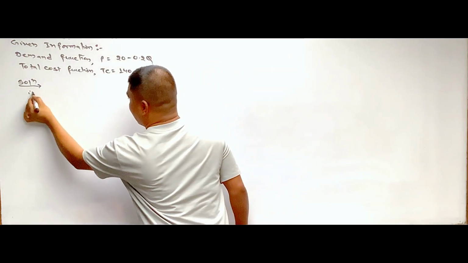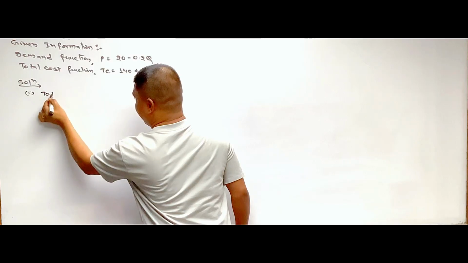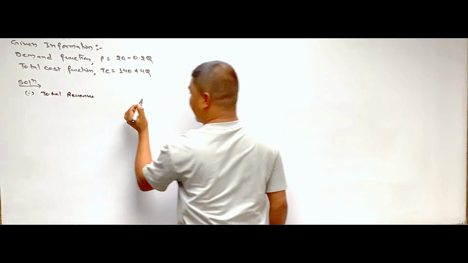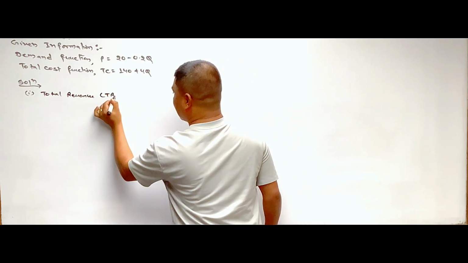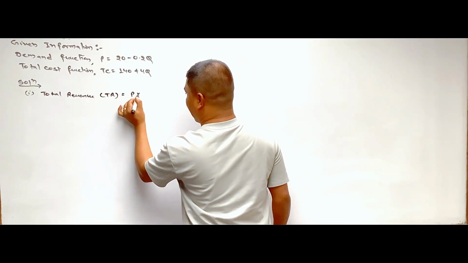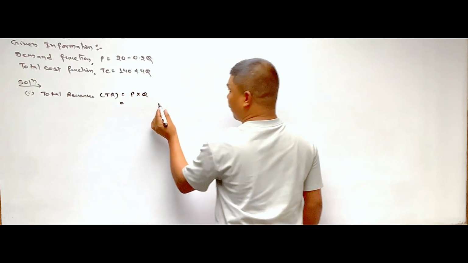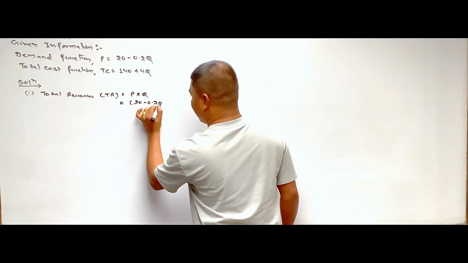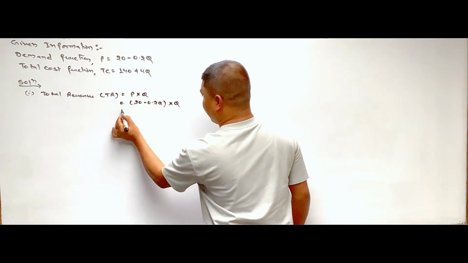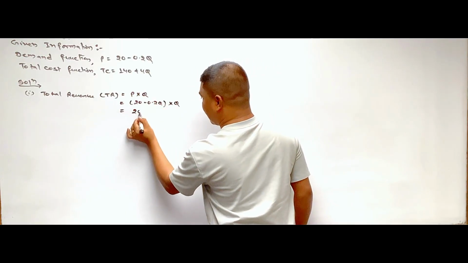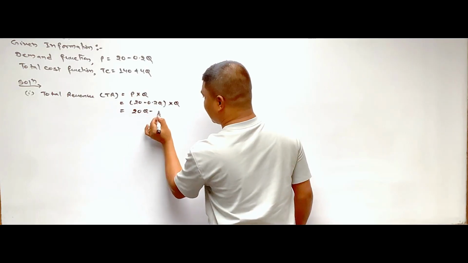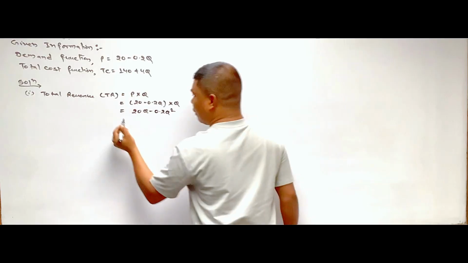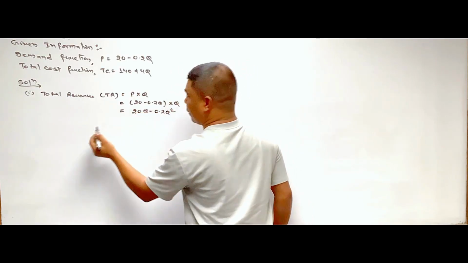First of all, we calculate total revenue. Total revenue is the sales revenue. It is the function of price multiplied by quantity. Price is given by 20 minus 0.2Q multiplied by Q. We get 20Q minus 0.2Q square. Then after, we convert it into marginal revenue.